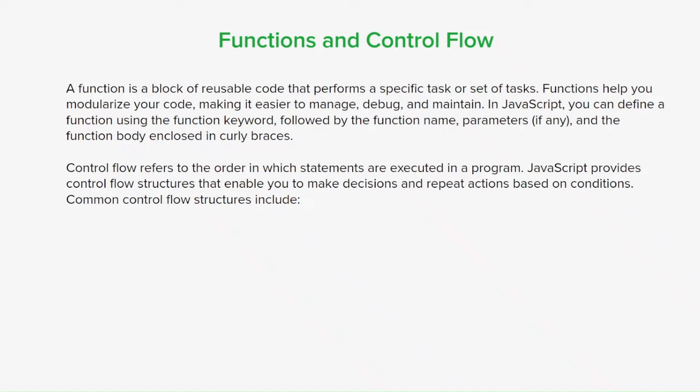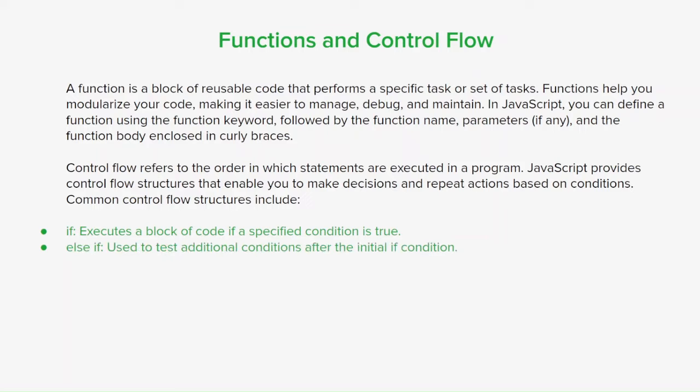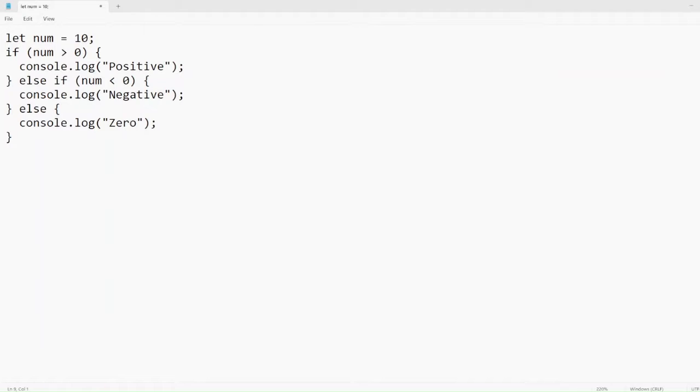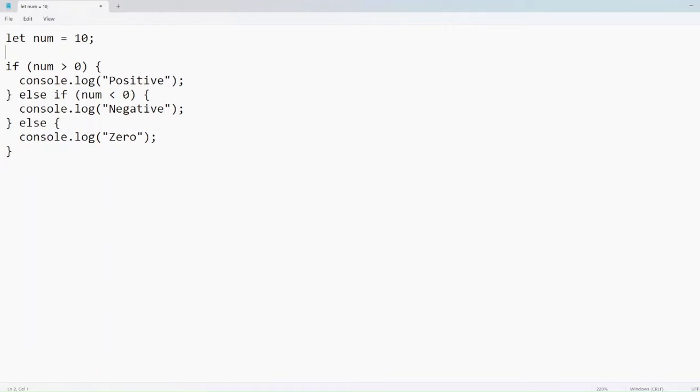So next up we have control flow, and control flow refers to the order in which statements are executed in a program. JavaScript provides control flow structures that enable you to make decisions and repeat actions based on conditions. Common control flow instructions include if, which executes a block of code if a specific condition is true, else if, used to test additional conditions after the if condition, and else, which executes a block of code if none of the previous conditions are true. So in this example here, you can see that a number is being set here, and then you have the control flow to give a set of instructions as well.